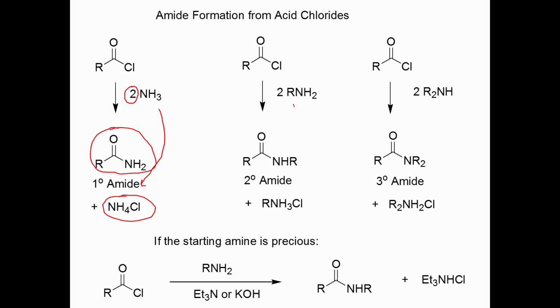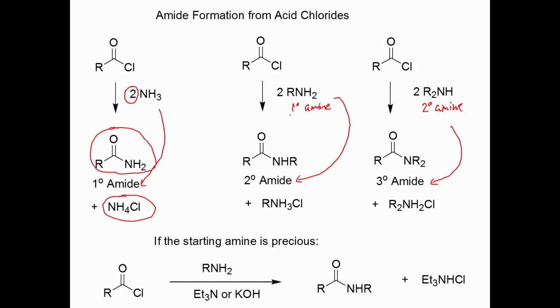All right, if we take a primary amine, we get a secondary amide. Same general reaction equation, same general byproducts as the one to its left. We get the protonated amide as the byproduct. And if we take a secondary amine, we get a tertiary amide. Okay, if we have a tertiary amine, that's an amine with 3 R groups, we can't make an amide from that.